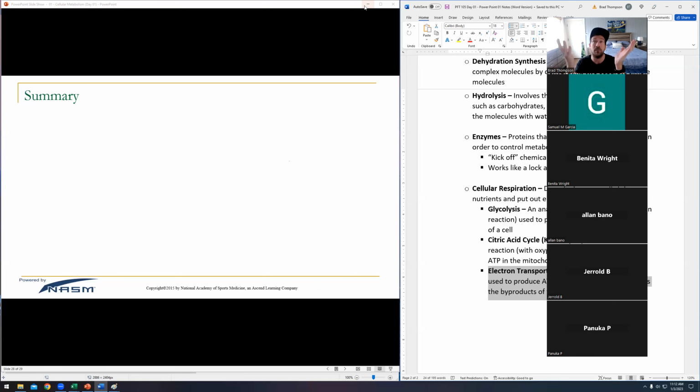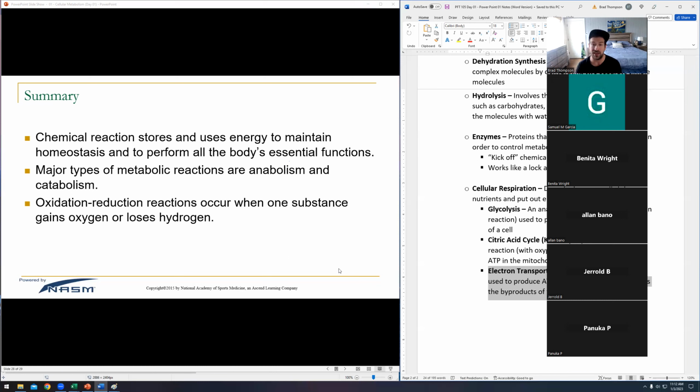So summarizing everything up, chemical reactions store and use energy in order to maintain our body's ability to do all of our essential functions, right? You've got your anabolic reactions, which is building stuff up, making ATP, for instance, making a new molecule, or making a new muscle cell, or making glycogen so that we can use that energy later. All of those are examples of anabolic build-it-up reactions.